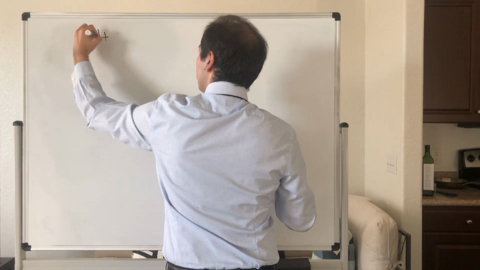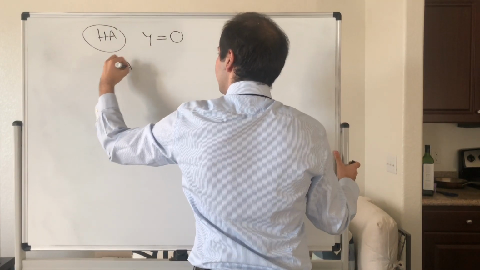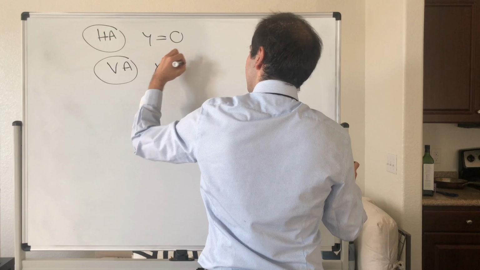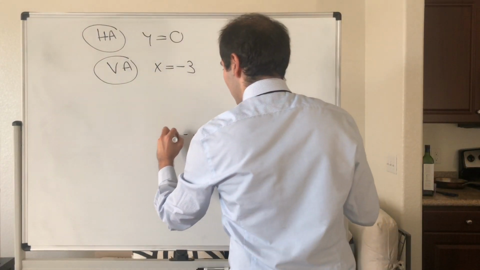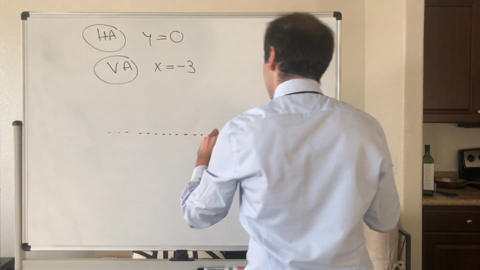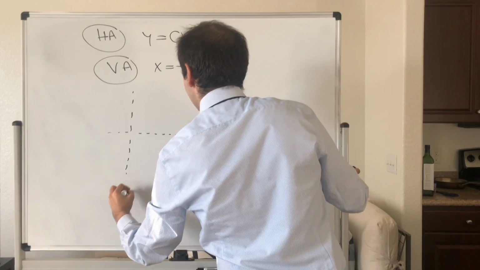We found a horizontal asymptote at y equals 0, and we found a vertical asymptote at x equals -3, and then basically they ask you to graph this. So here's the horizontal line, y equals 0, and here's a vertical line, x equals -3.